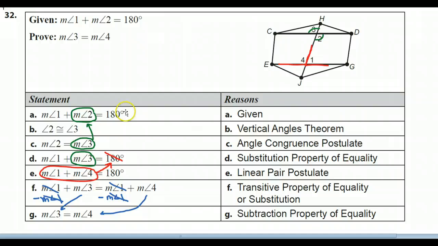And then you're done. One more thing I want to add before we stop: never, ever write prove as a reason. Given is a reason, that's okay, but prove is never a reason. Prove is just what you're trying to show is true. But you have to use something else to get there.